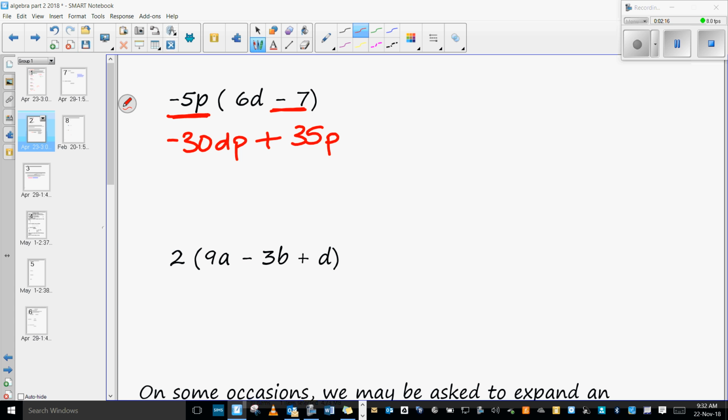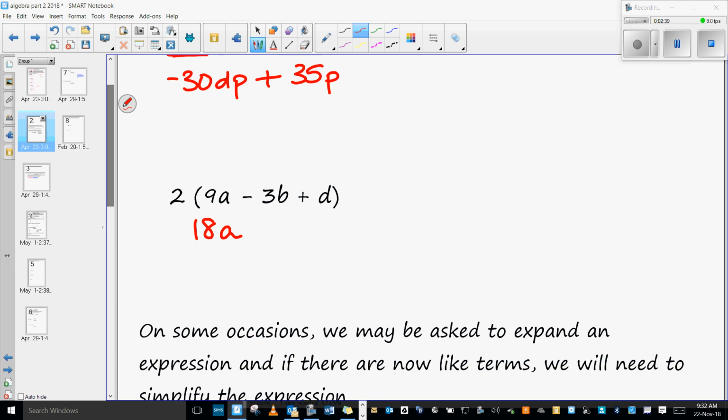Okay? So this last one, the only difference here is we've got 3 things in the bracket. So that just means that all 3 of them have to be multiplied by 2. So we've got 2 lots of 9a. Abby, is it a question or are you trying to answer it? 18a for the first one, because 2 times 9 is 18 plus your a. And then take away 6b because 3 times 2 is 6, and then plus 2d. Good girl. Because 2 times d.